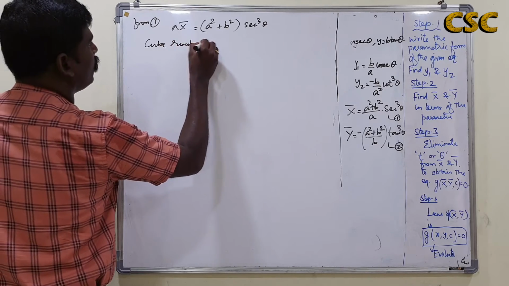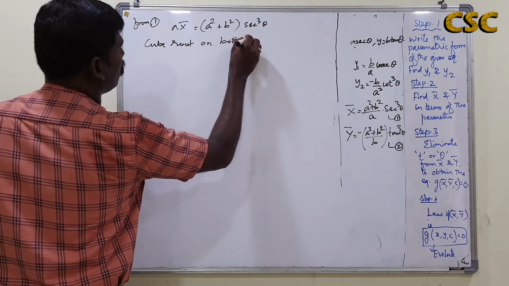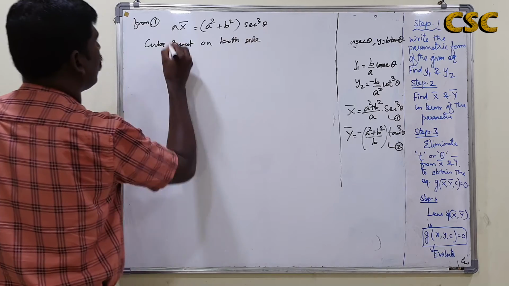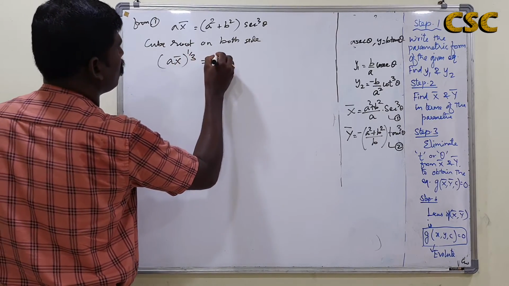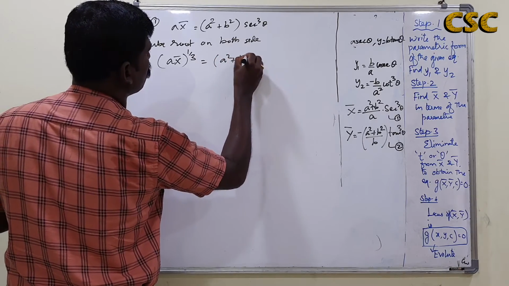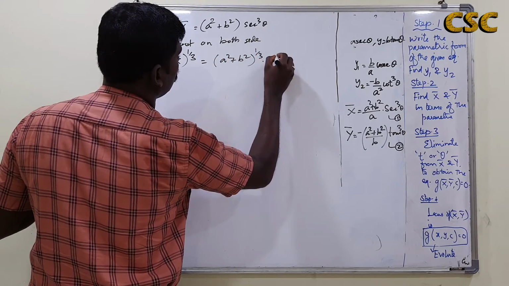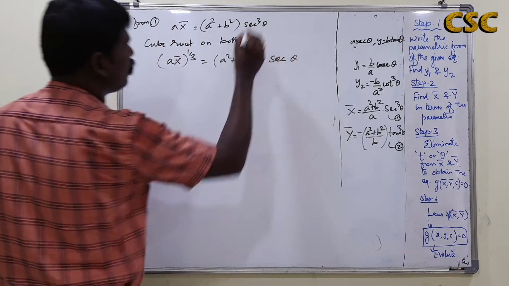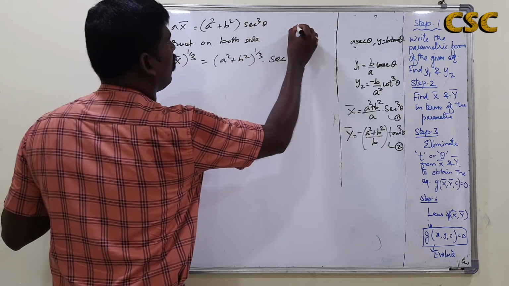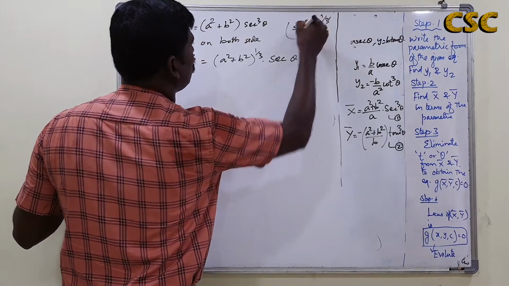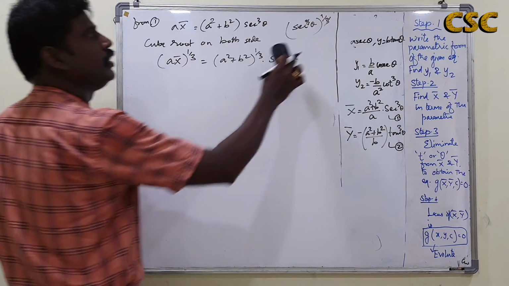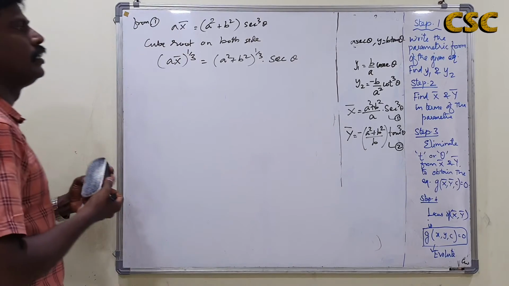Cube root on both sides. So a x bar to the power 1/3 is equal to (a square plus b square) to the power 1/3 into secant theta. This is secant cube theta, so when taking the cube root, this 3 cancels with this 3, and secant theta remains. So I write it here, it is secant theta.